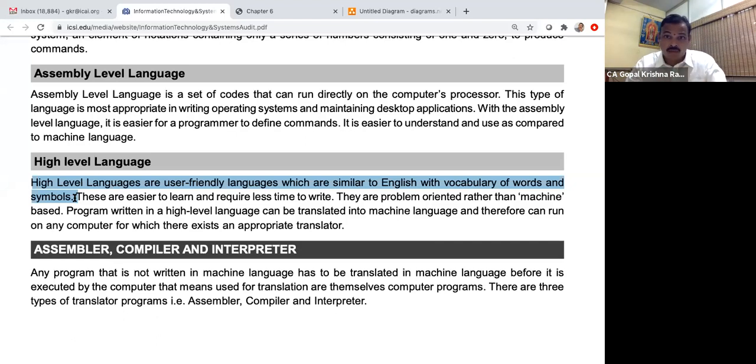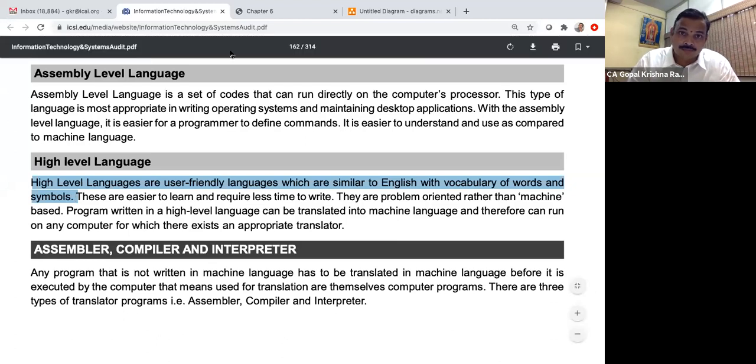So high level languages are user friendly languages which are similar to English. Please look at similar to English, but not the English grammar, because that is a syntax you have to use for that respective high level language, which is a vocabulary of words and symbols. So predominantly our usage English will be there, but the syntax will be different. So that syntax is what you have to master to become a programmer. These are easier to learn, require less time to write and are much faster.